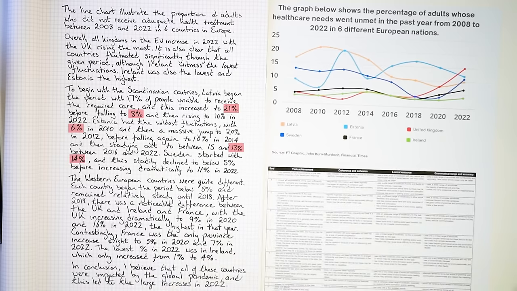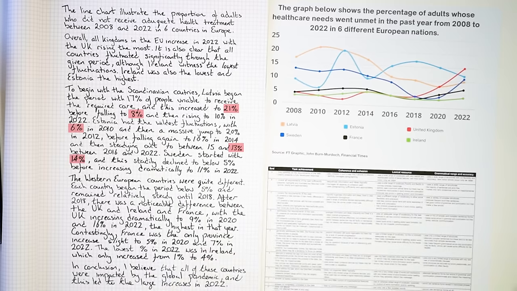So if we just look at the data, Latvia, Sweden, and Estonia, we can group those countries together because they have these wild fluctuations. So we can group those into a details paragraph and write about those fluctuations. Then if we look at France, United Kingdom, and Ireland, those were the stable countries up until 2018. And then they all increased, but by different amounts. So that is a more logical way to present the information. Here are the ones that fluctuated. Here are the ones that were steadier.